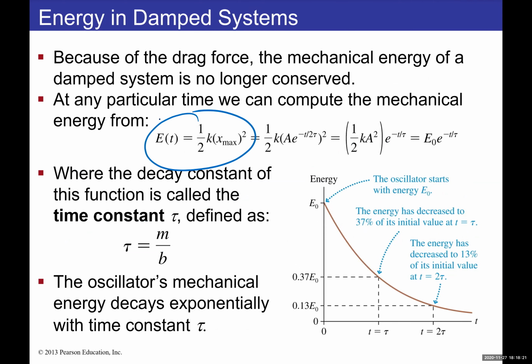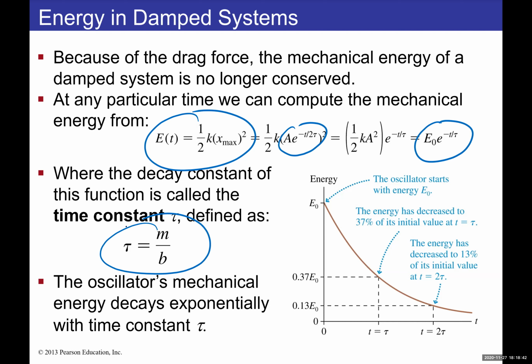E as a function of time equals 1/2 k x max squared. And because x max now has an exponential decay function in it, you basically end up with the original energy times e to the negative t over tau. This tau is known as a time constant. That means, how long does it take for the system to decrease?